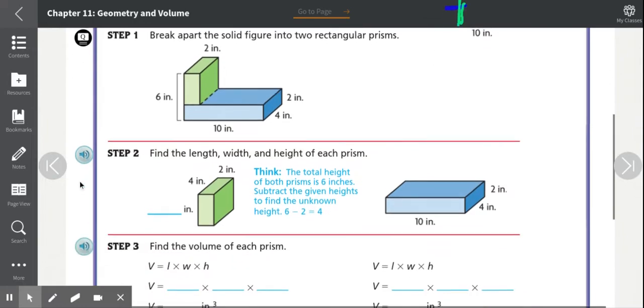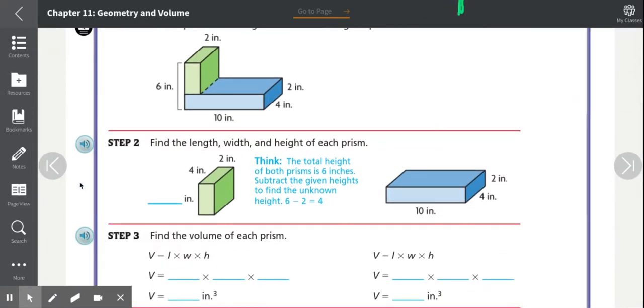So after we've broken them up, our next step is to find the length, width, and height for each prism. For the green one, we already have most of our information. We are just missing one thing. We can tell that we have a width of 4 inches, a length of 2 inches, and we are just missing the height.